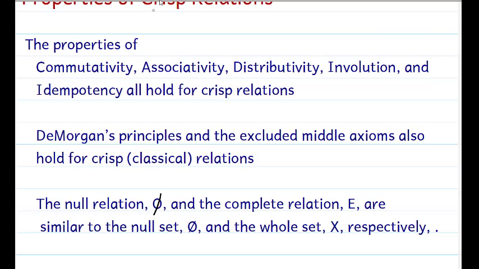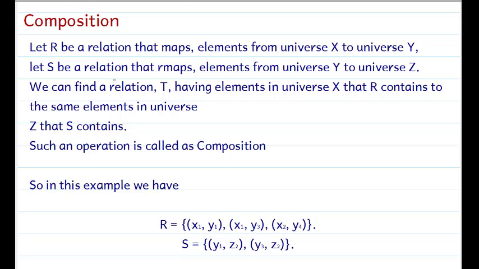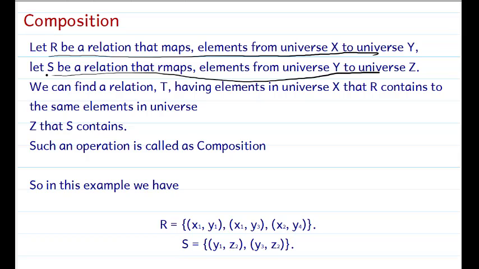Now the next thing is the composition. We have to take the composition of two crisp relations. Suppose we have a relation R which maps elements from X to Y, and we have another relation S which maps from Y to Z.